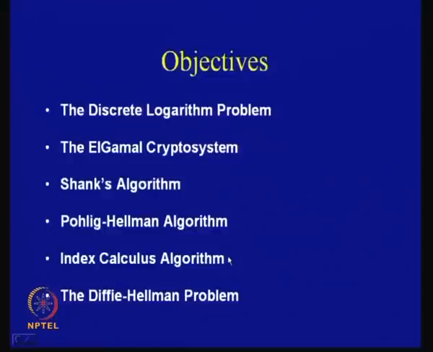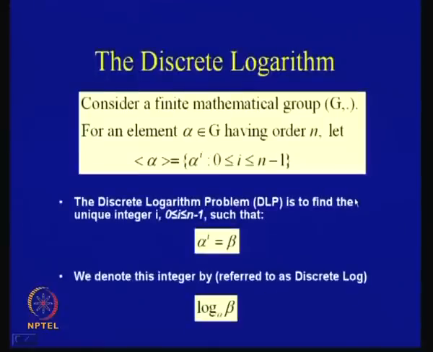And we shall conclude with another application of the discrete logarithm problem to key agreement or key exchange problems, commonly referred to as the Diffie-Hellman problem. It is a slight variation of the discrete logarithm problem, but we shall see the corresponding problem and also its application in key exchange, when two parties would like to exchange information to arrive at a common key. So, first of all, what is the problem of discrete logarithm?